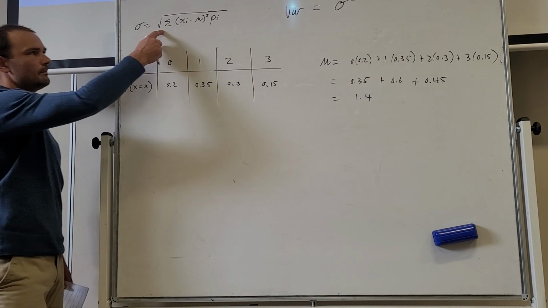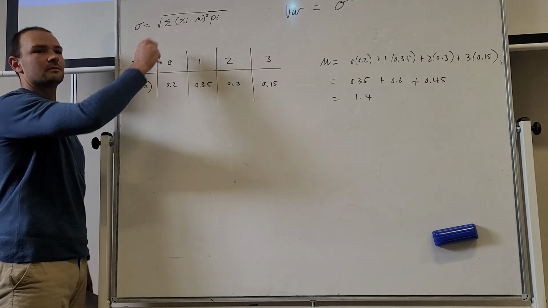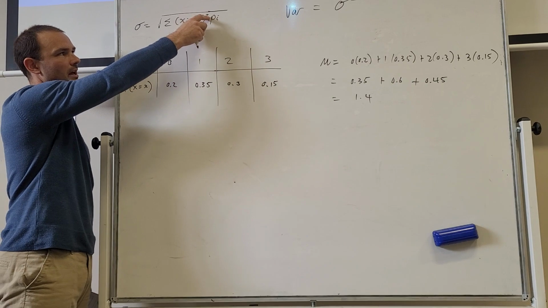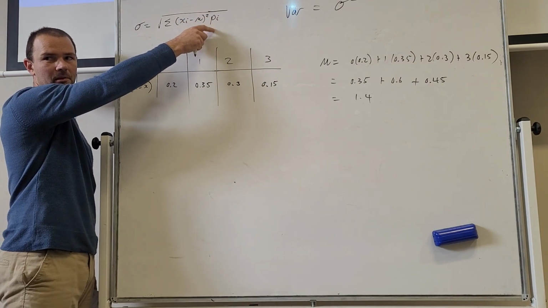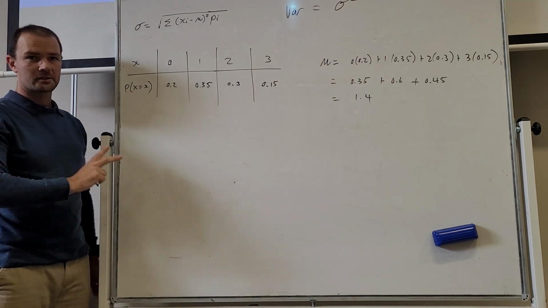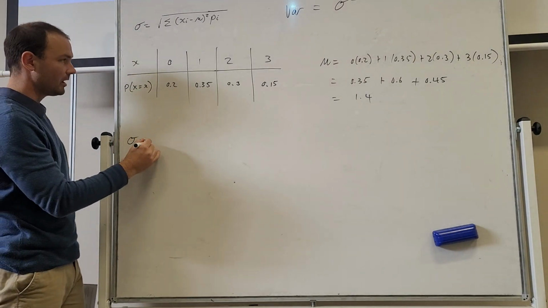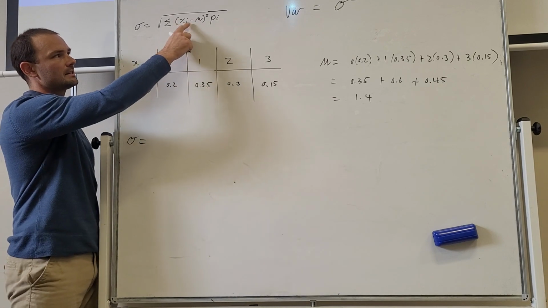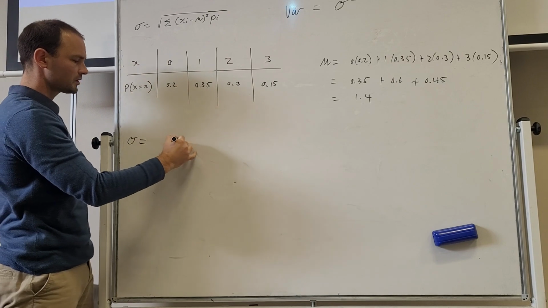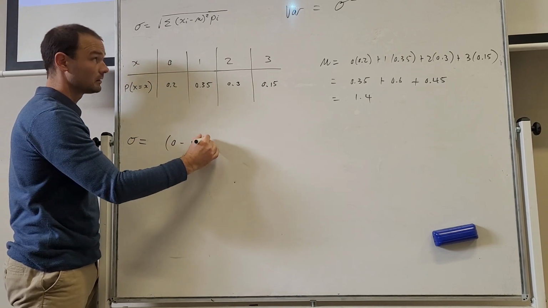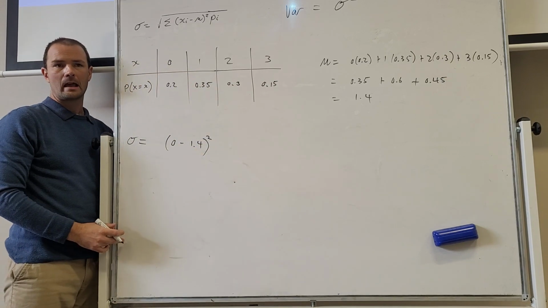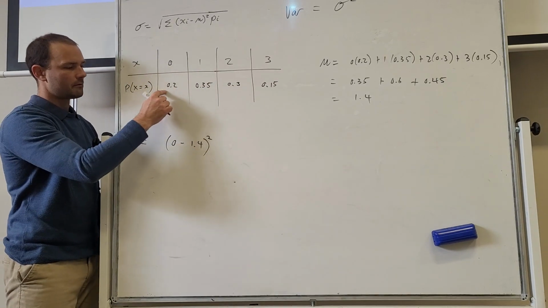So it's the square root of the sum of each event, take the mean squared, multiplied by the respective probability of that event. Okay? So let's bring it all together. I'm going to put the square root on last, but to start with, I'm just going to do the event, take the mean. So our first event is 0. So we have 0, take the mean, squared, and then multiplied by the probability of that respective event.